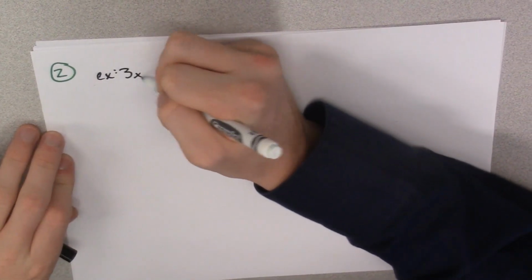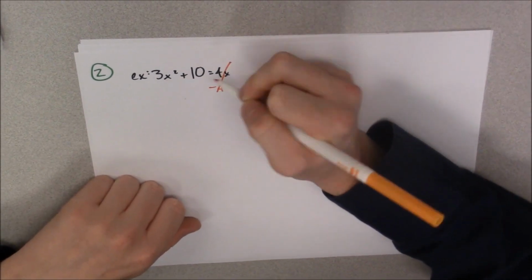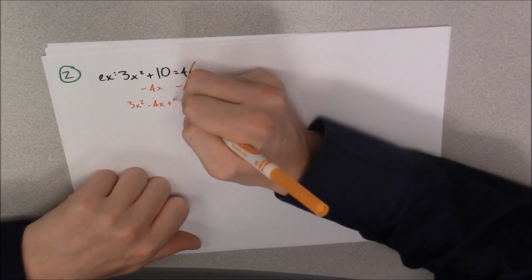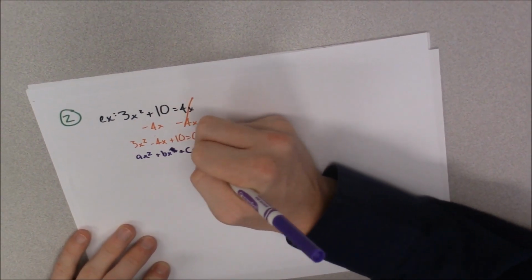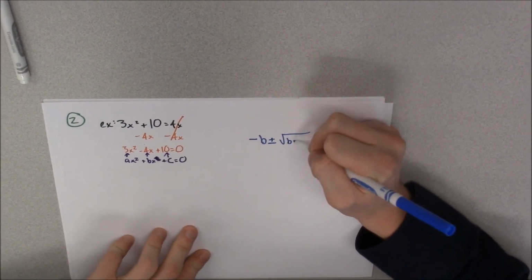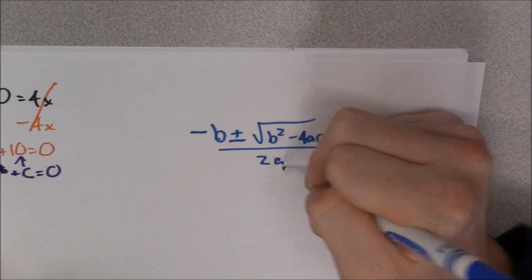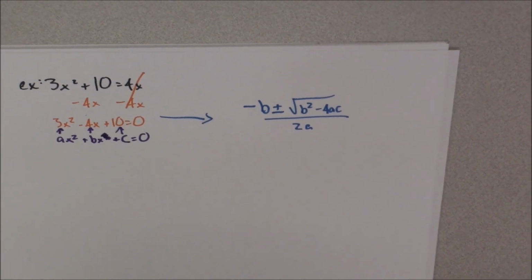Alright, example 2. You have the problem of 3x squared plus 10 equals 4x. So you'd subtract 4x from both sides to get 3x squared minus 4x plus 10 equals 0, because you have to get it into ax squared plus bx plus c equals 0. So then you use your quadratic formula.